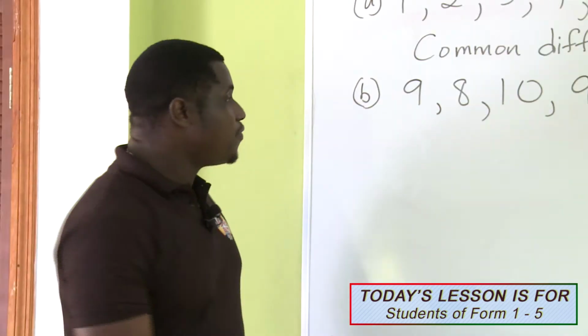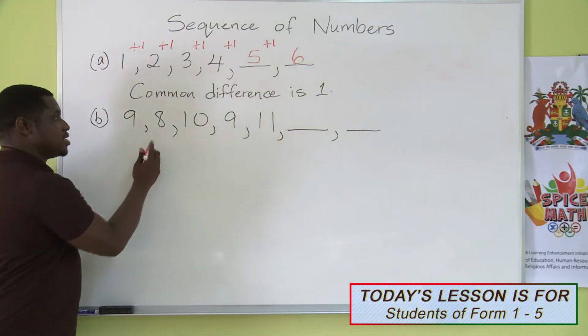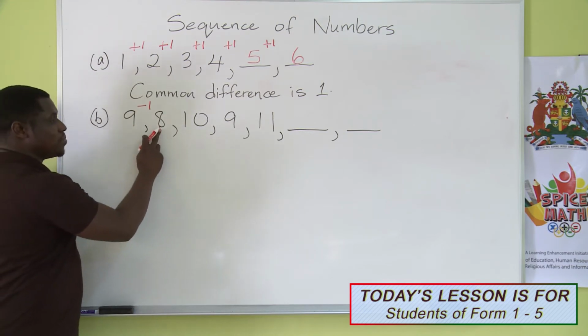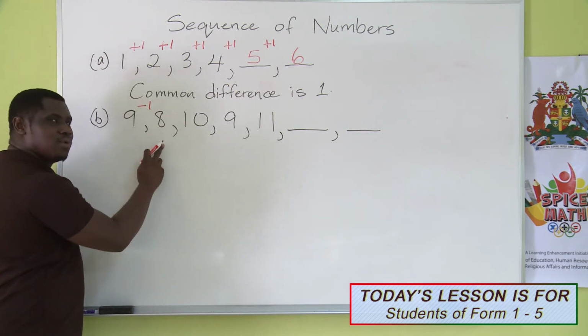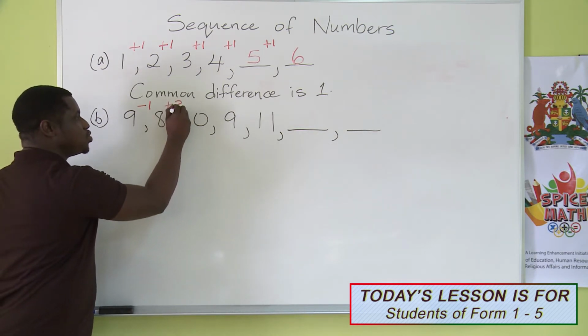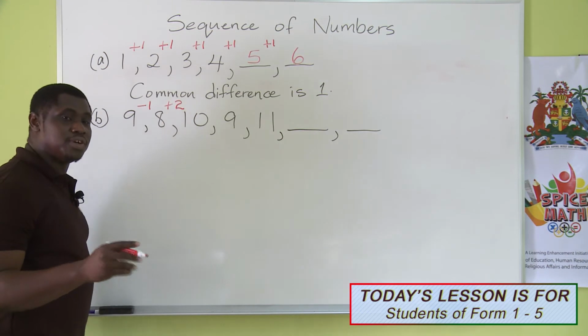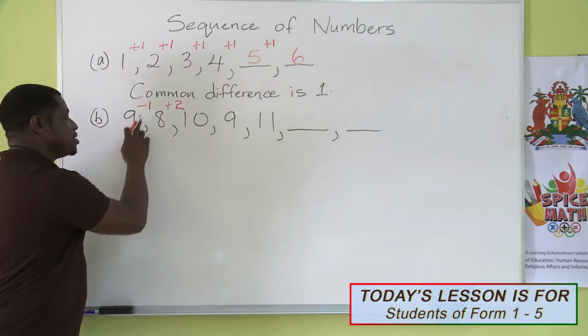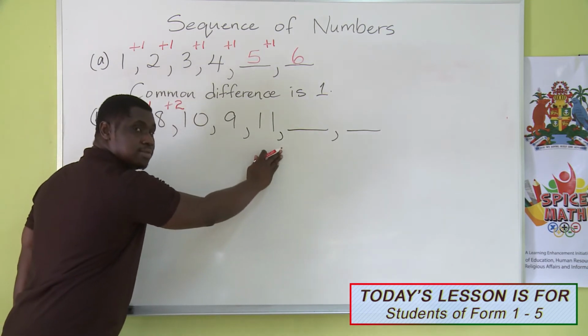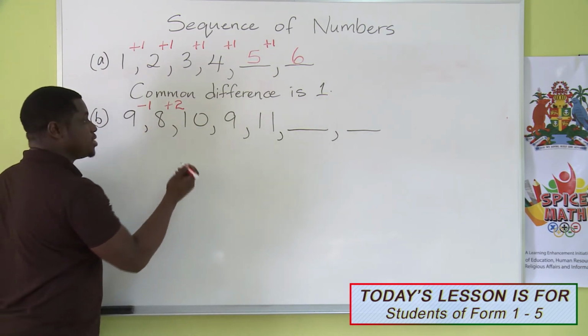Now, if I am to go from 9 to 8, I would have to subtract 1. But then to go from 8 to 10, I can't subtract 1. If I subtract 1, I'll get 7. But I'll have to add 2. It's important for us to test the patterns that we are observing with all the terms given. So let's continue to test.